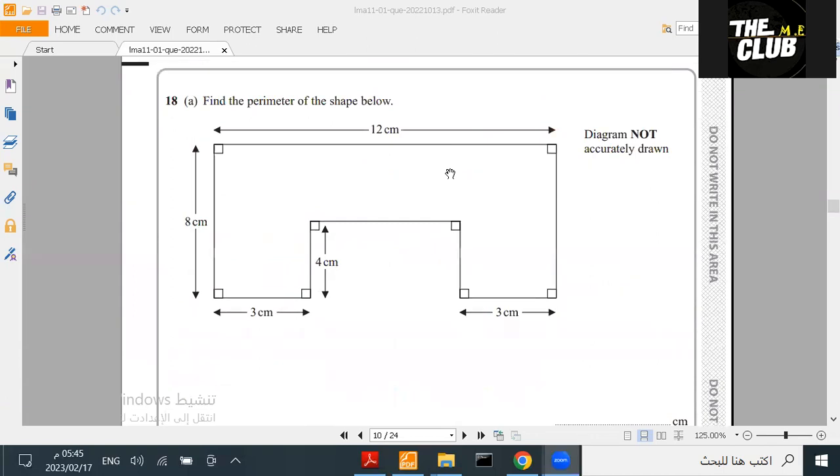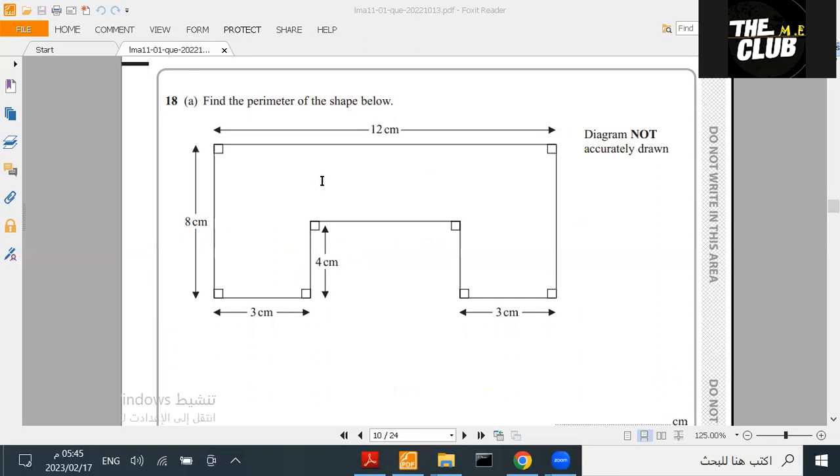Okay. Question 18. Find the perimeter of the shape below. We're going to find the perimeter of this shape. Perimeter means going around the shape, so you add all the sides outside the shape. Let's look at the sides.